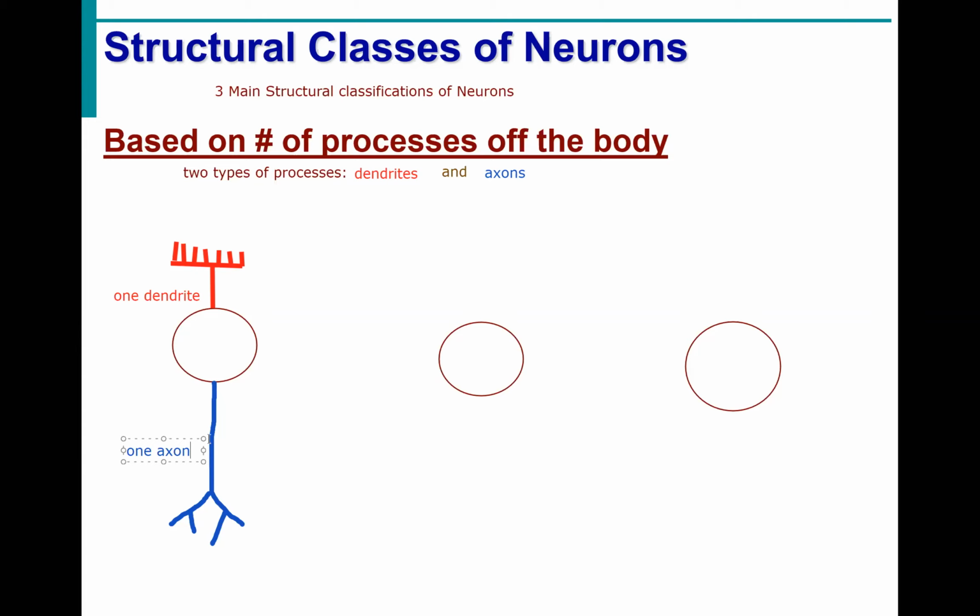This neuron, notice, has 2 processes coming off of it. Because it has 2 processes coming off of it, we call this a bipolar neuron. And notice with this bipolar neuron, information goes from the top of the screen down to the bottom of the screen. Because remember, dendrites receive information and our axons send it out.